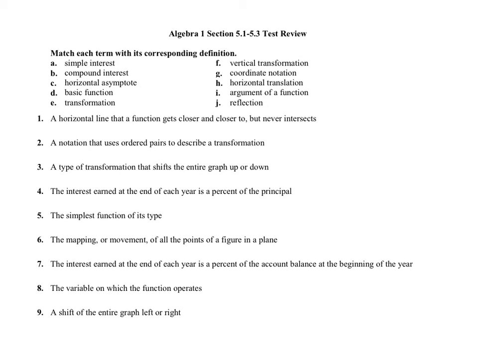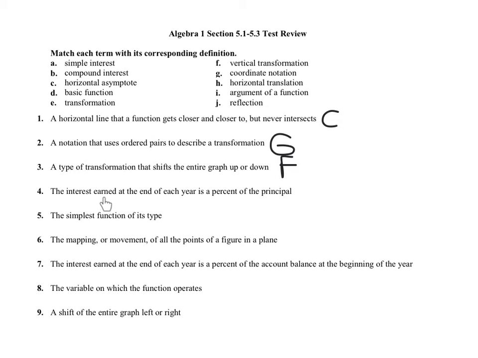Here we go. On this test, we're going to have a whole bunch of vocabulary words, so I'm going to go ahead and go over the definitions and which words they actually match. A horizontal line that a function gets closer and closer to but never intersects. That would be a horizontal asymptote. Letter C. A notation that uses ordered pairs to describe a transformation would be coordinate notation. That's letter G. A type of transformation that shifts the entire graph up or down would be a vertical transformation. So that's letter F.